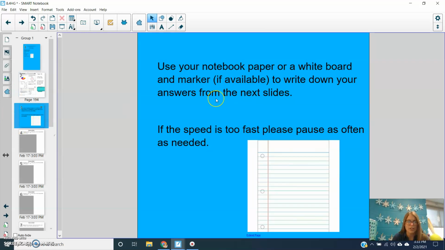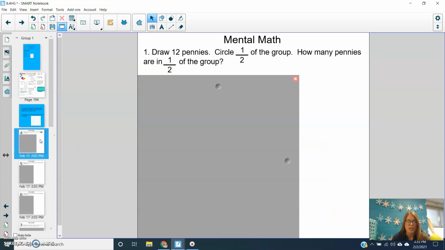So please use either your notebook or a whiteboard and marker if available. If the speed is too fast, pause as often as needed. So for this first question, can you make 12 circles? And we'll pretend that those are pennies. And then will you circle half of your group of pennies? And how many are in half of the group? Press pause and play when you're ready to check.